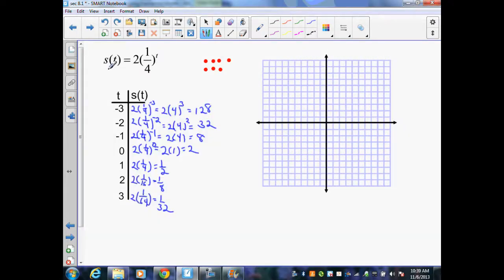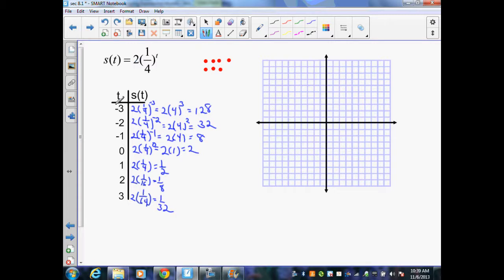In this example, I have function s of t equals 2 times 1/4 to the t. My b value on this exponential function is 1/4. That value is between 0 and 1. Therefore, I know this exponential function is a decay. When I work this problem out, I want to take 1/4 to the t power. Work that solution out, then multiply that by 2 to find the value of s of t.